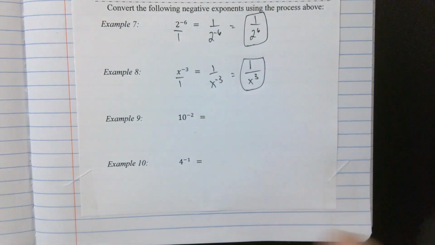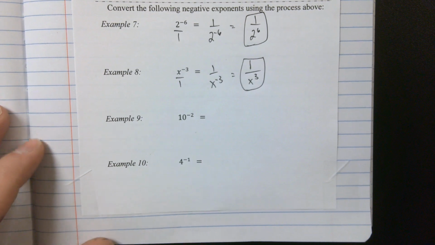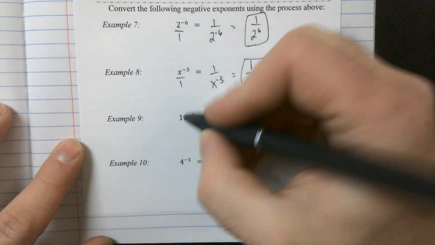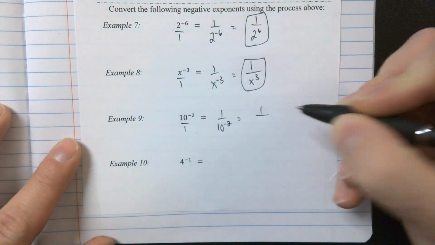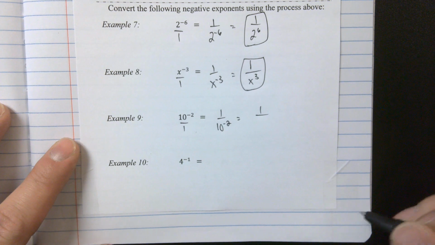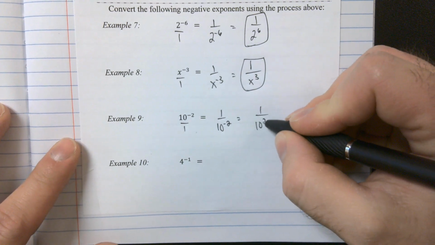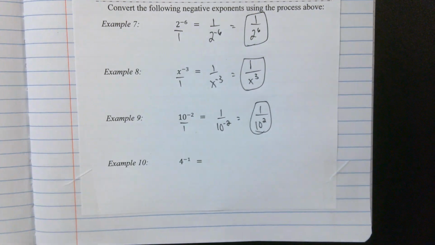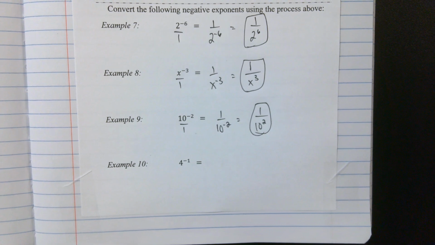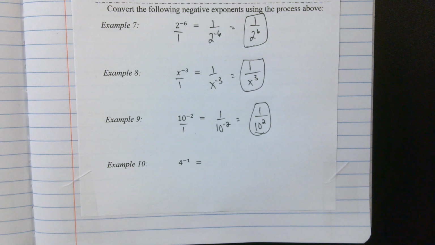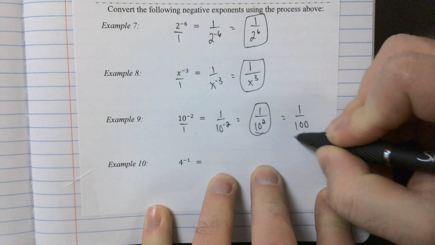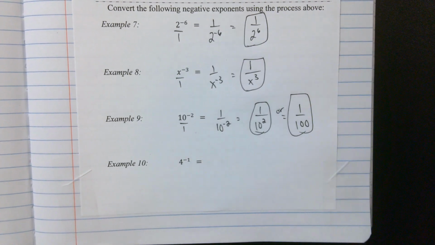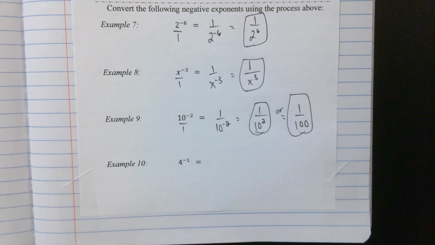How about example number 9? What do I want to do first in example number 9? Put a 1 on the bottom. Thank you, Nathan. Flip the fraction. Perfect. And then make the exponent positive. What is 10 squared? 100. So we could also say this is equal to 1 over 100. I really don't care which one you put.